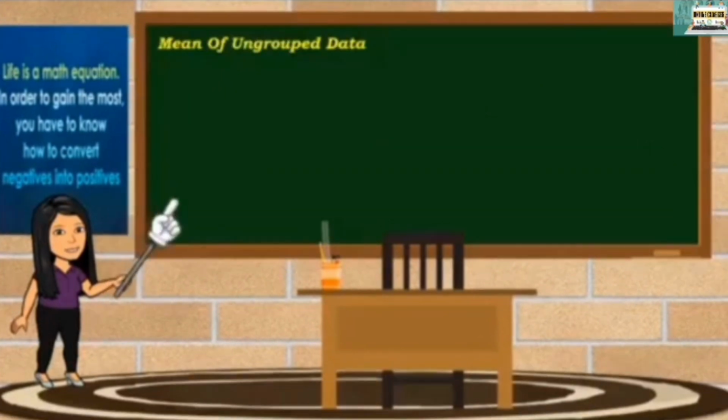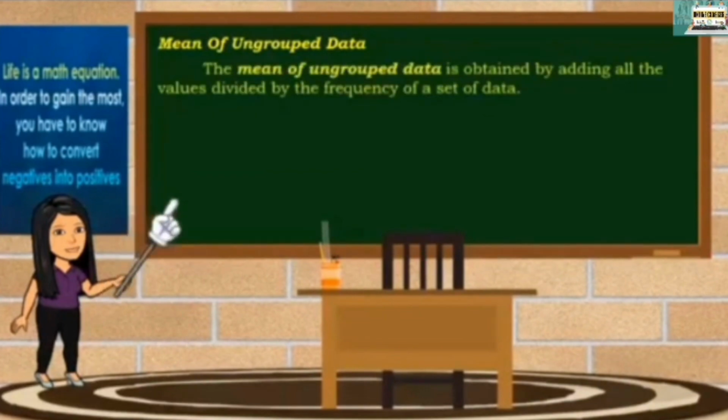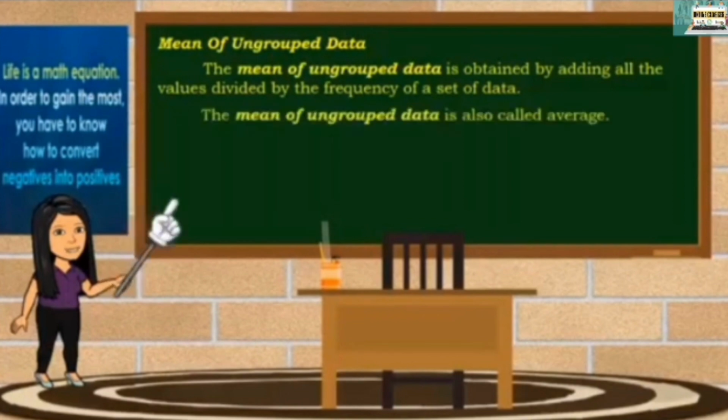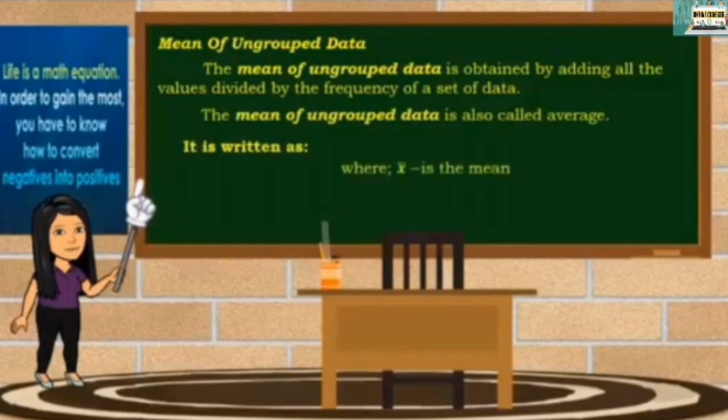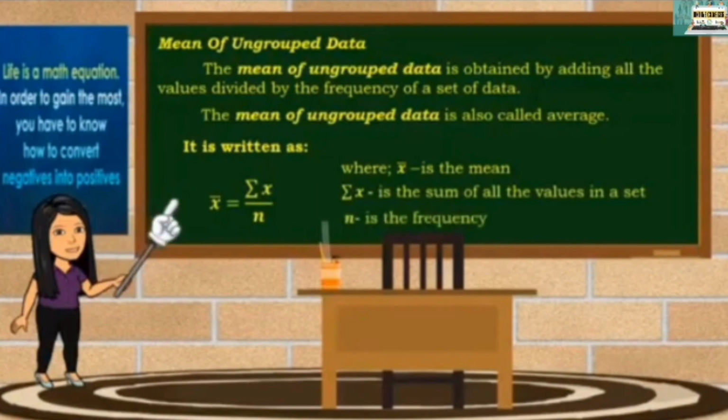Let us now discuss the mean of ungrouped data. The mean of ungrouped data is obtained by adding all the values divided by the frequency of a set of data. The mean of ungrouped data is also called the average. It is written as follows. Where X bar is the mean, summation of X is the sum of all the values in a set, and N is the frequency.